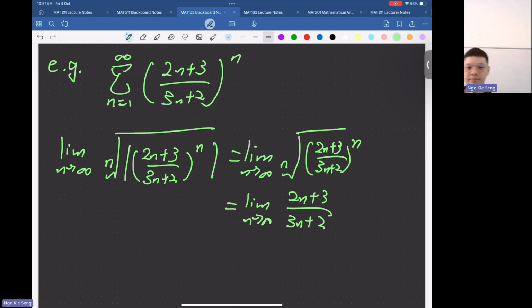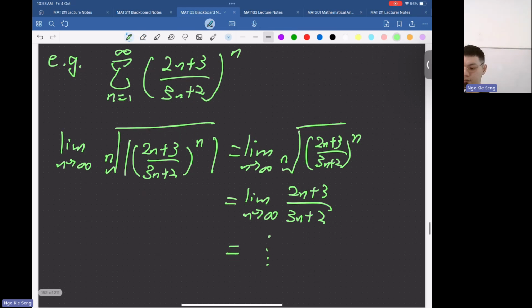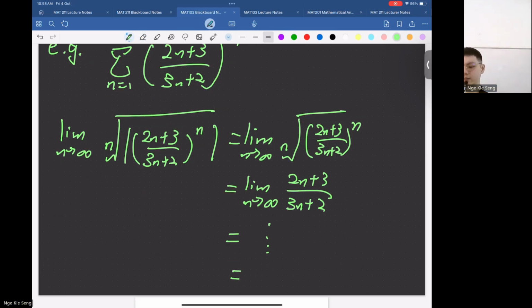Until this stage, I think it's pretty clear already, right? What is this? I don't want to write the step down. Maybe you write it down. What's the final answer? 2 over 3, good. 2 over 3 is less than what? By the root test, it is absolutely convergent. Yes, good. So these are very easy examples. I just want to show you what could possibly happen.